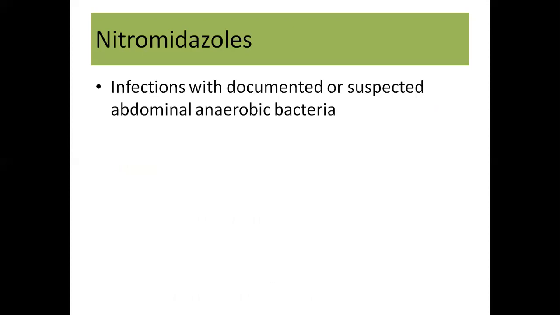It is used for infections with documented or suspected abdominal anaerobic bacteria. It is used for anaerobic infections below the diaphragm, like an abdominal abscess, for example. But it is not used for, for example, aspiration pneumonia. For anaerobic infections above the diaphragm, other agents should be used rather than metronidazole because it will miss some of the anaerobic bacteria species that commonly cause anaerobic infections above the diaphragm.